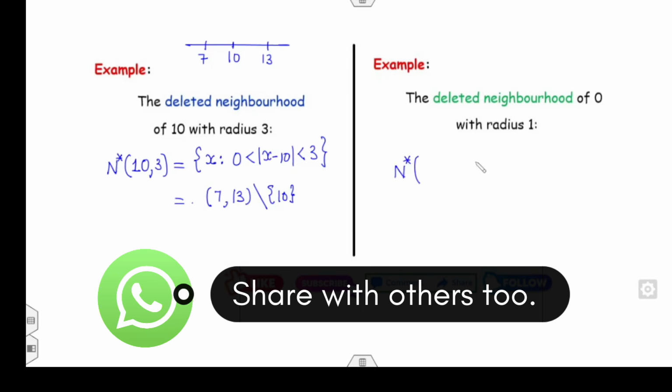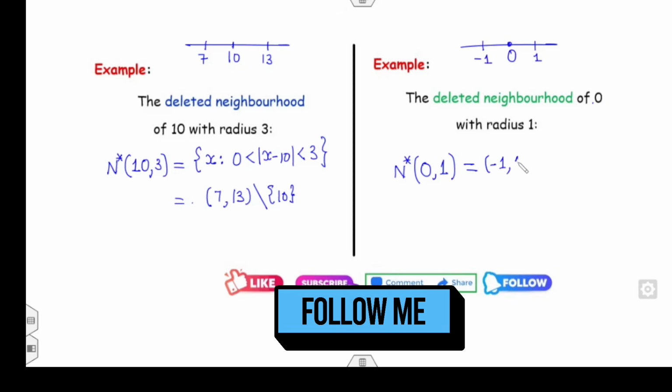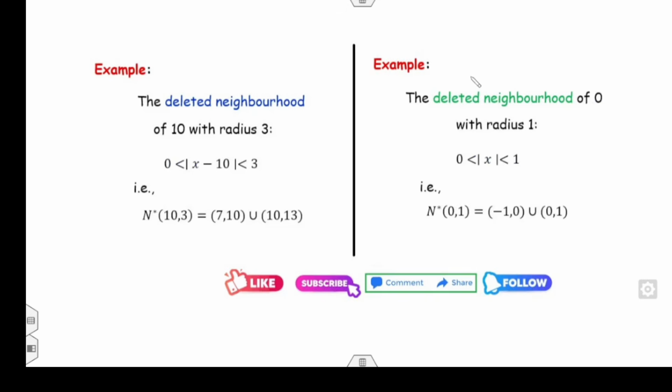Similarly, the deleted neighborhood of the point 0 with the radius 1. 0 निकालना है आपको with the radius 1. तो 1 इस तरफ चले जाइए और 1 इस तरफ चले जाइए. That will be minus 1 to 1, apart from the point 0. Fine. So that is called the deleted neighborhood. तो आप इसको कैसे लिख सकते हो? It is 0, minus 1, plus 1. So इस इंटरवल को क्या लिखोगे? Whenever 0 is not included, that means minus 1 to 0 union 0 to 1.